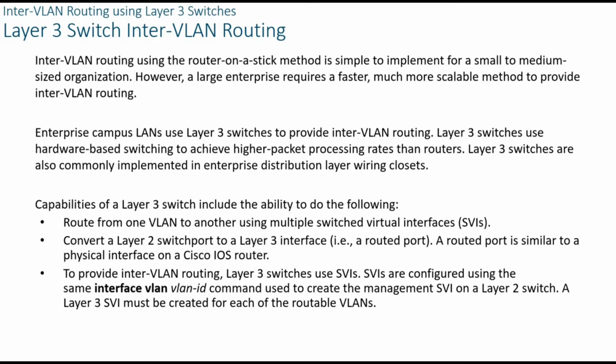Capabilities of a layer 3 switch include routing from one VLAN to another using multiple switch virtual interfaces, and converting a layer 2 switch port to a layer 3 interface. A routed port is similar to the physical interface on an IOS Cisco router here. To provide inter-VLAN routing, layer 3 switches use SVIs.